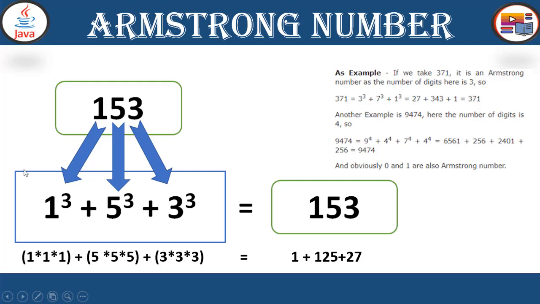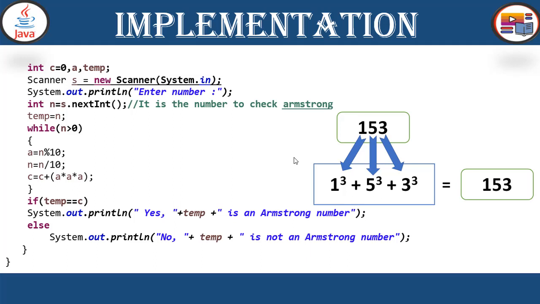If you elaborate this expression, it goes like this: 1 multiplied by 1 multiplied by 1, this is 1 cubed. Plus 5 multiplied by 5 multiplied by 5, and then the cube of 3, 3 multiplied by 3 multiplied by 3. So if you sum these, 1 cubed is 1, the cube of 5 is 125, and the cube of 3 is 27. If you add all these three numbers, you get the same number, 153.